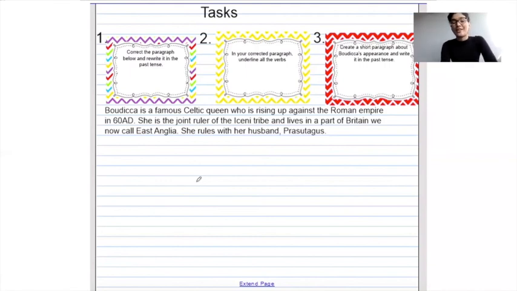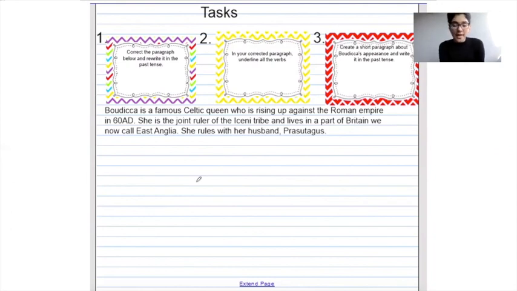Once you have finished task number 1, task number 2 is, in your corrected paragraph, underline all the verbs. So you can take a different coloured pencil and just underline all the verbs that you can see. And remember, a verb is a doing word. For example, John swims in the swimming pool. Swims is the verb. It's something that somebody does. It is an action.